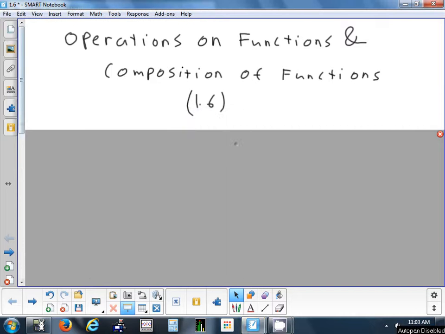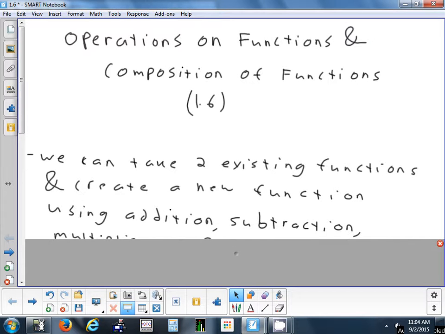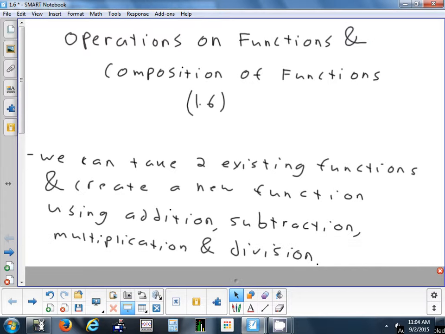Okay, so in section 1.6, we're basically going to take a look at how we can create new kinds of functions from existing functions. What they'll often do is give you two functions and have you combine them in a certain way to create something new. Some ways you can combine functions are using your basic operations. You could take two functions and add them, subtract, multiply, or divide.